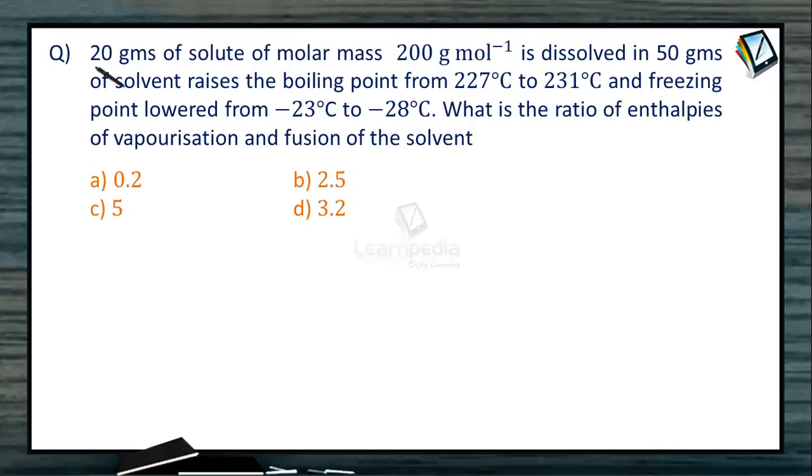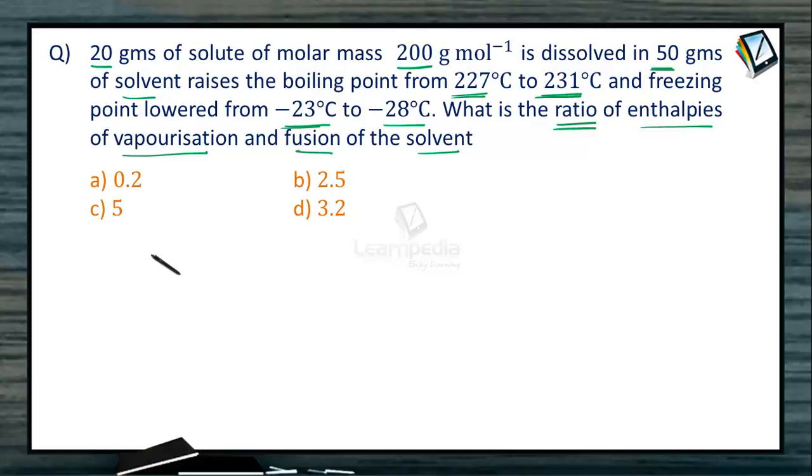20 grams of solute of molar mass 200 grams is dissolved in 50 grams of solvent. It raises the boiling point from 227 degrees centigrade to 231 degrees centigrade, and the freezing point is lowered from -23 to -28 degrees centigrade. What is the ratio of enthalpies of vaporization and fusion of the solvent?